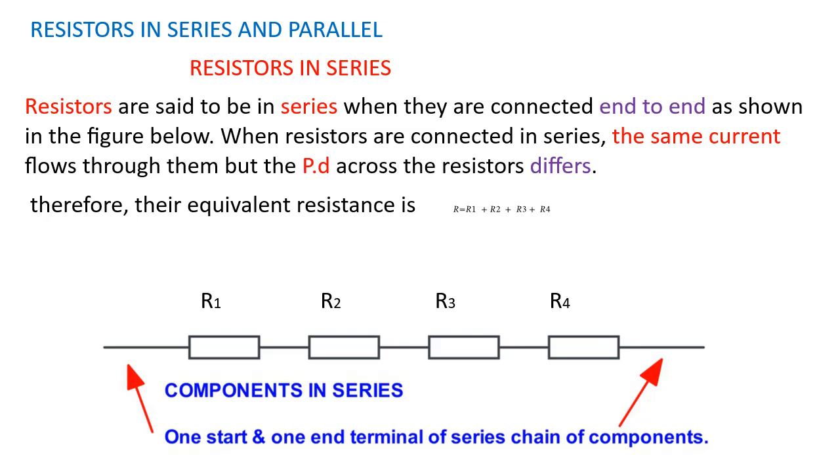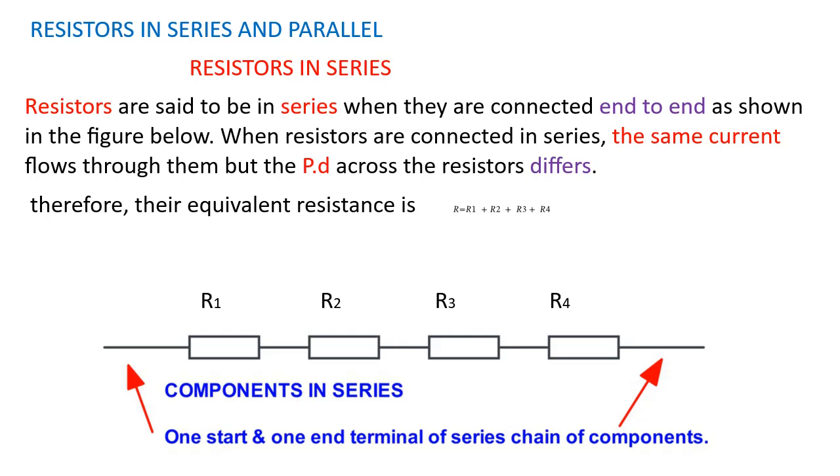When resistors are connected in series, the same current flows through them, but the potential difference across the resistors differs. Please note this. When resistors are connected in series, the same current will pass through the four resistors, but the potential difference across the four resistors is different.